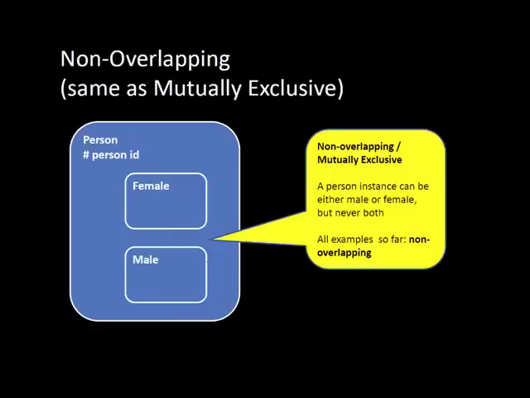Then there's another concept that we have to look at: whether the subtypes overlap or do not overlap. This is an example of non-overlapping subtypes. It's clear what's going on here. A person can be a male or a female. It's not possible to be both. So that means the subtypes don't overlap. An instance can belong to this or to that, but not to both. But there are some situations where an instance may belong to multiple subtypes, so we need a separate notation for that. Till now, the examples we have looked at are all non-overlapping.